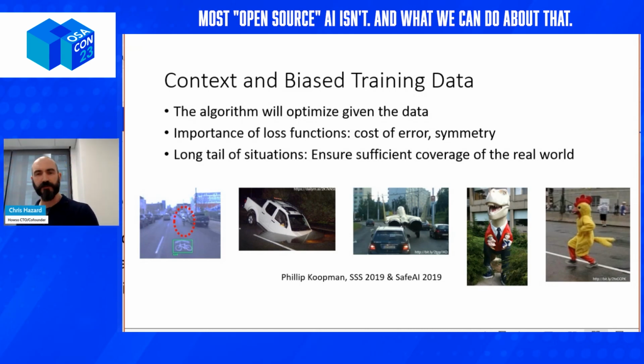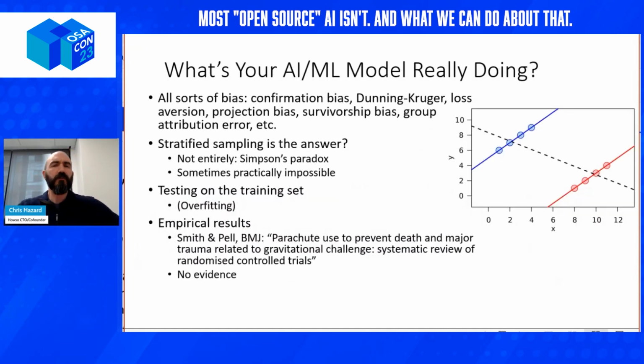Can you use transfer learning from something else? What is the data? What is that long tail? And what's your model really doing? Again, you don't know what it was trained on necessarily. Maybe you do, but what is the effect of the training? What's really going on inside?